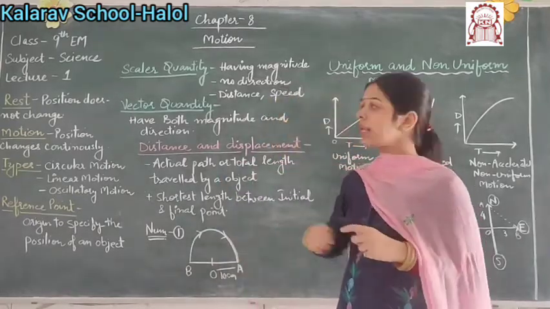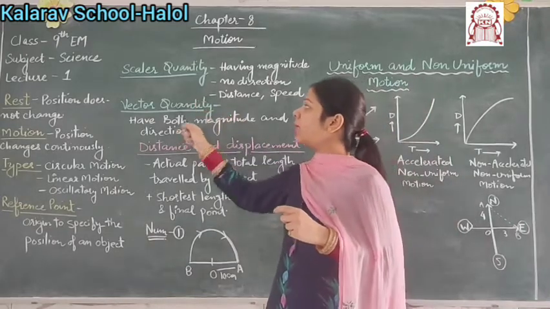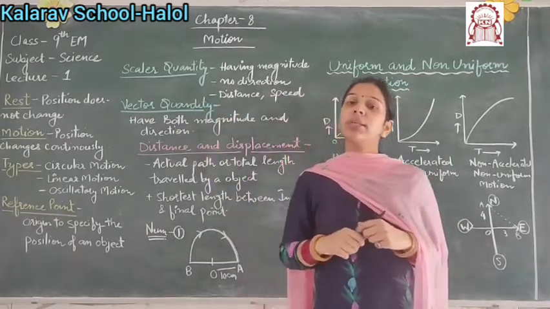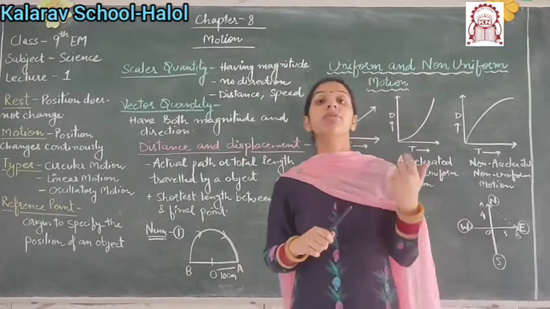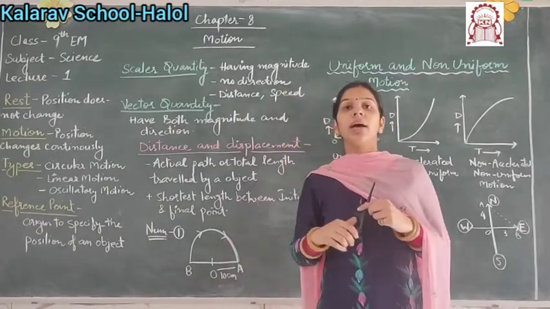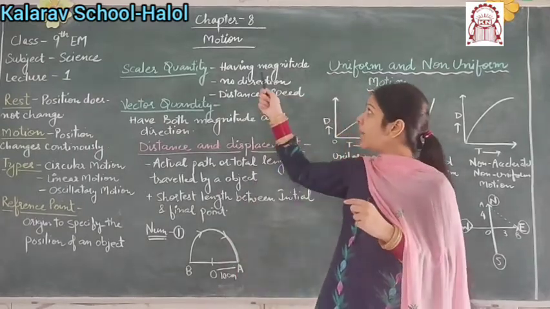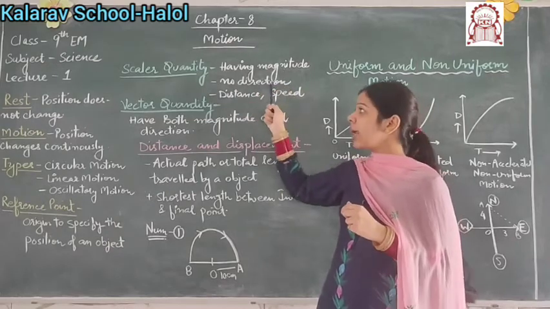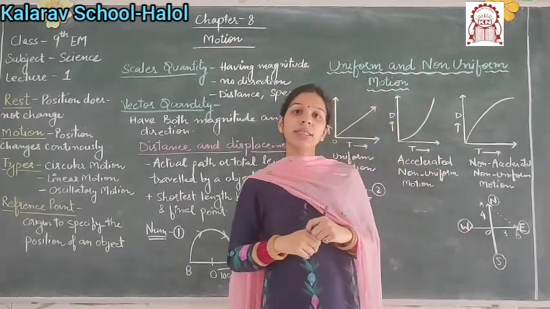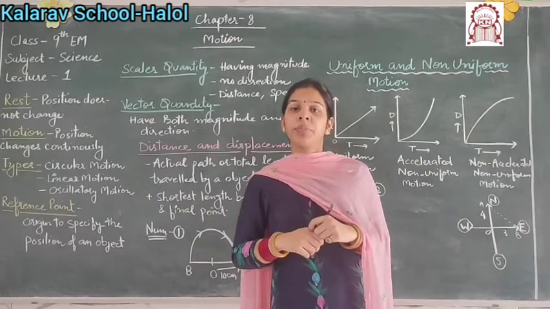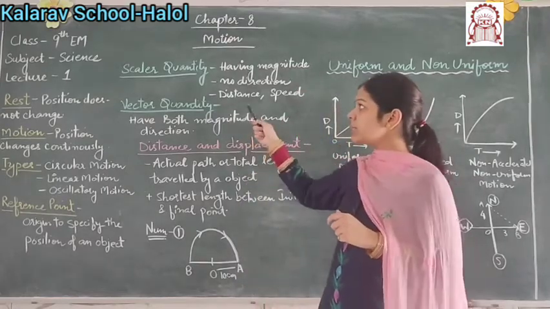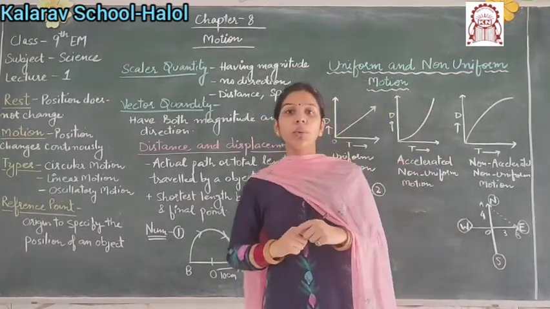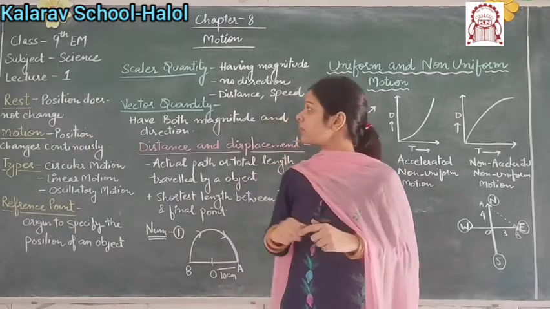So the next topic is scalar quantity and vector quantity. A scalar quantity is a physical quantity which has magnitude but no direction. So that quantity is called a scalar quantity. For example, distance and speed are scalar quantities.